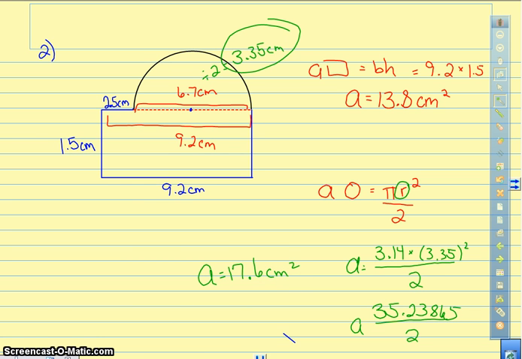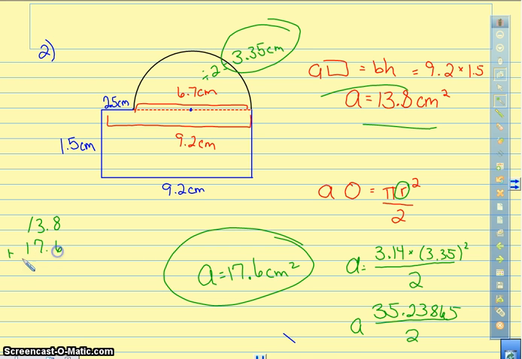Okay, now within this problem, you're putting together both the rectangle and the half circle. So once again, I'm going to add these two area formulas together. So 13.8 plus 17.6 is 31.4. 31.4 is its area, centimeters squared. So this here is your total answer. Okay, once again, taking pieces, combining them.